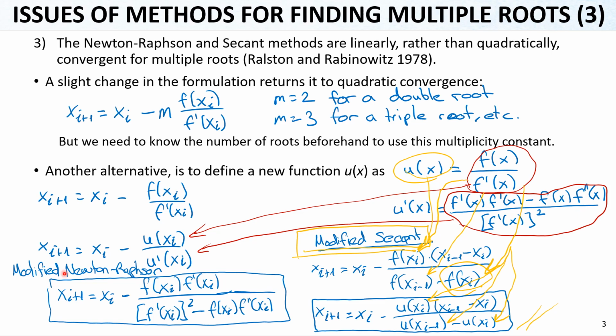In summary, for Newton-Raphson we have a modification with this function. Similarly, for the modified secant we have a modification with this function as well by substituting this instead of f values. Then we can have these modified results. Let's check an example about this in the next slide.